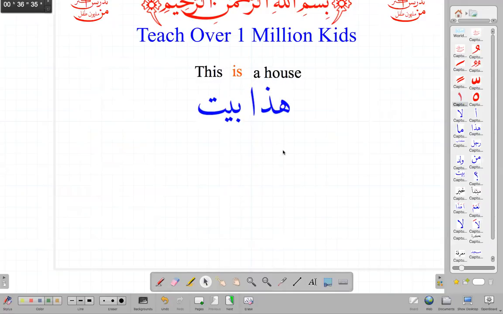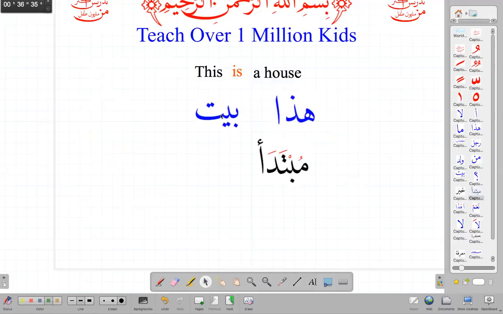This is a house. هذا بيت. So in this lesson we learn this, and these two words are nouns. We don't have a verb here. It means this sentence starts with a noun followed by a noun.